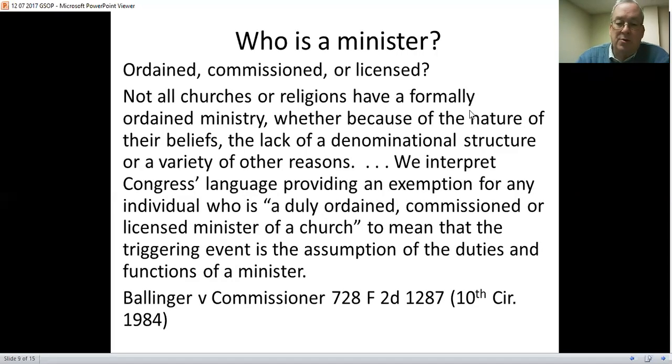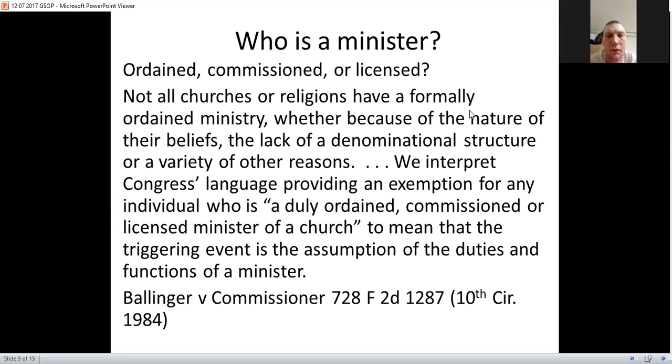And let's look at the next court case. This is 1984, Bollinger versus Commissioner, 1984 case in the 10th Circuit, ordained, commissioned, or licensed. They said, not all churches or religions have a formally ordained ministry, whether because of the nature of their beliefs, the lack of a denominational structure, or a variety of other reasons. We interpret Congress's language providing an exemption for any individual who is duly ordained, commissioned, or licensed minister of a church to mean that the triggering event is the assumption of the duties and functions of a minister. So does that help, Brian?